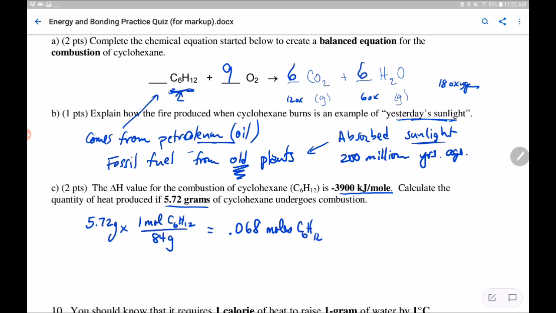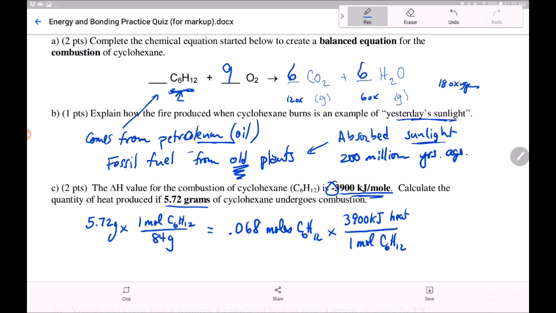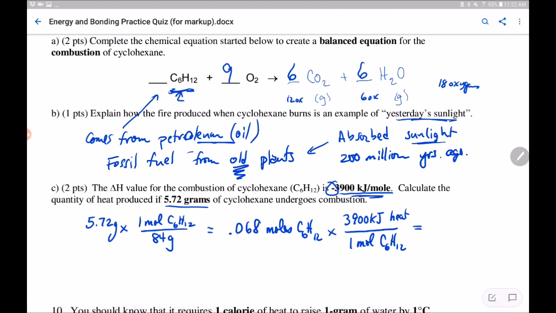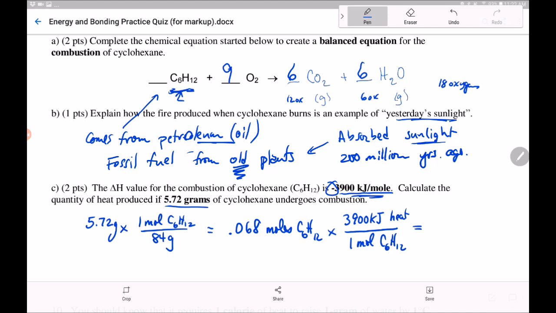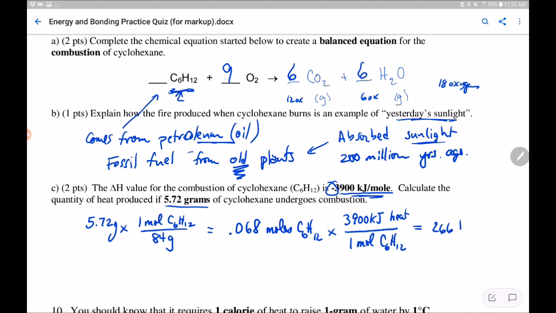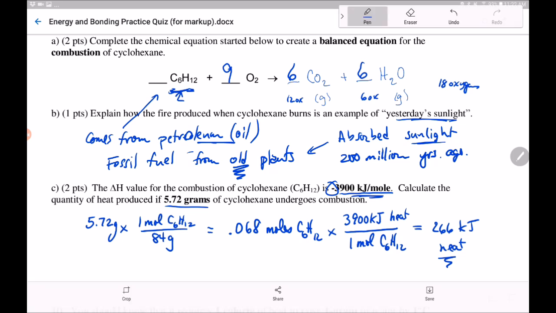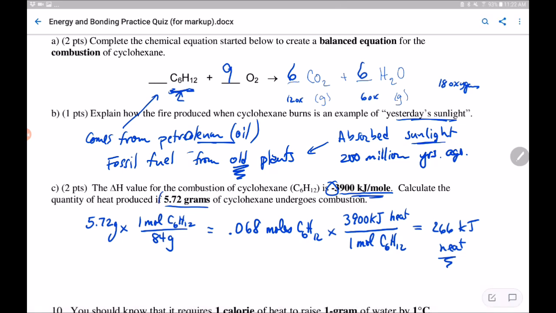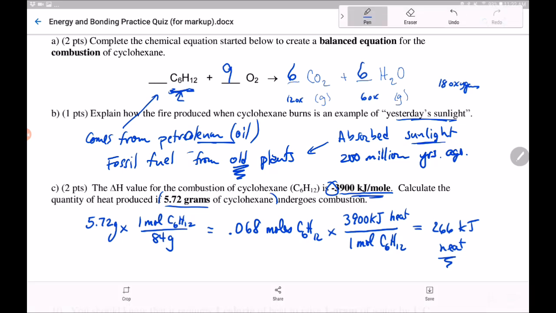C6H12. This delta H value is saying that you get 3,900 kilojoules of heat from the combustion of 1 mole C6H12. Please do not put the negative sign in your calculation. This is heat. It's not negative heat. And then this is the final answer, 266 kilojoules of heat. That's just about the right amount to make a pot of tea. So if you had a small amount of cyclohexane and you burned it, you could make a pot of tea with that heat.